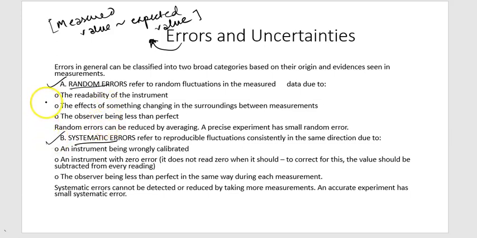Now, what are the plausible physical causes that this might arise from? One, the readability of the instrument. Maybe the scale was skewed at that point, so you could not read it properly. Maybe the lighting in the room was insufficient for you to read it, especially if you're doing an optics experiment in a dark room. The scale needs to be clearly visible for you to make a proper judgment of where the measurement lies. Another cause is some change happening in the surroundings between measurements, which was not taken into account.